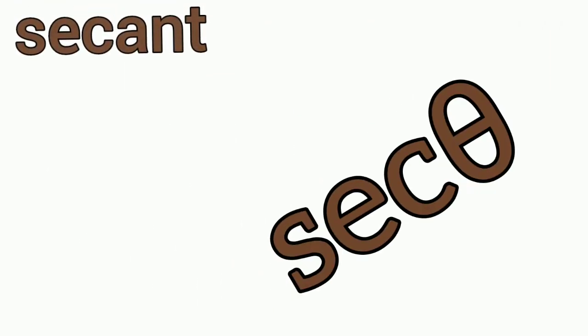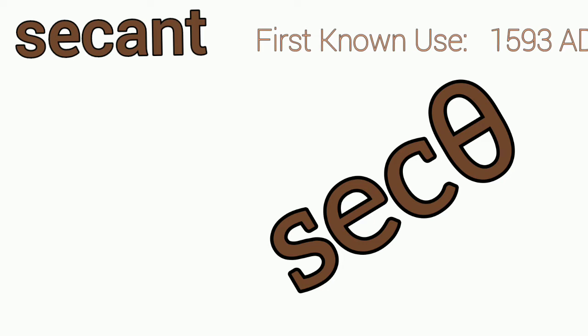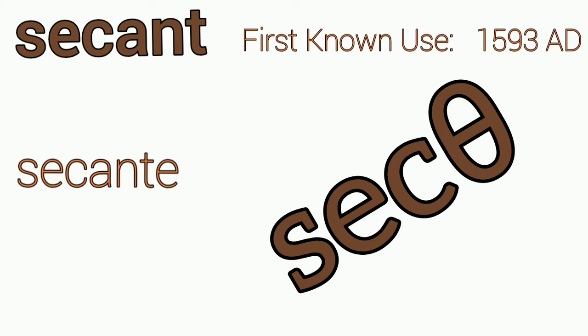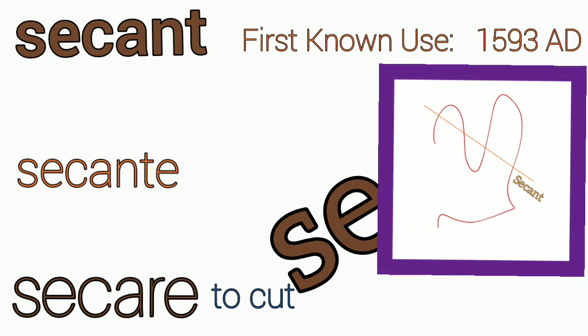Secant is abbreviated as sec in trigonometry. It also comes from the Latin vocabulary. According to the Merriam-Webster Dictionary, the first known use of the word secant was in 1593 AD. The French word secante was derived from the Latin word secare. The English word secant developed from the French secante. Secare means to cut or to intersect. So, the word secant means a line that intersects a curve at two or more points.